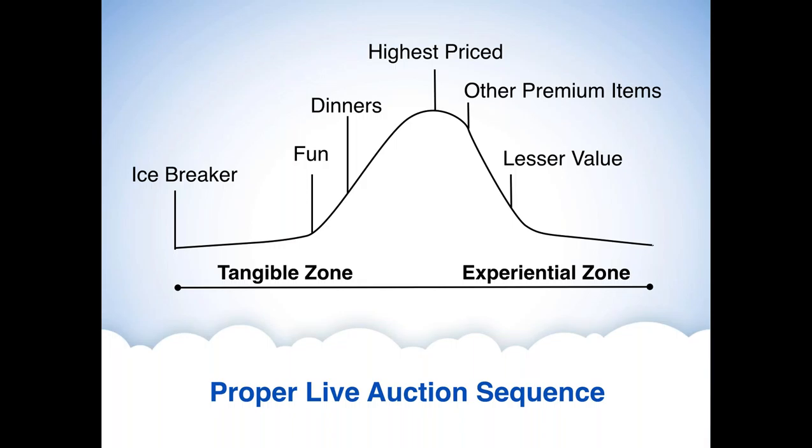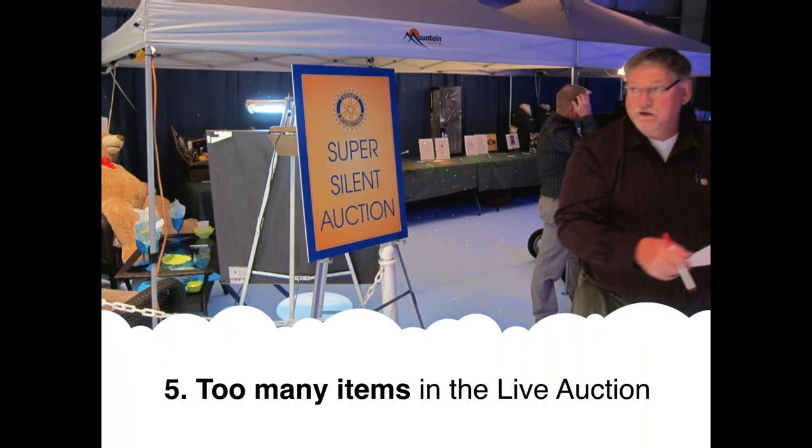So that's just a quick overview of sequencing your live auction, but some important points there. Deadly sin number five is too many items in the live auction, and how many auction items is enough? My recommendation is always keep your live auction between 8 and 12 items. So let's pick 10 as an average. Lots of our clients have solicited and been very successful and picked up 20, 25, 30 live auction items. So what do you do with those extras? And first of all, why do you only want 8 to 12 in your live auction?